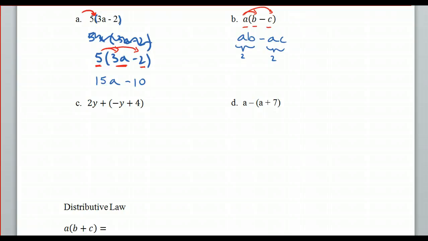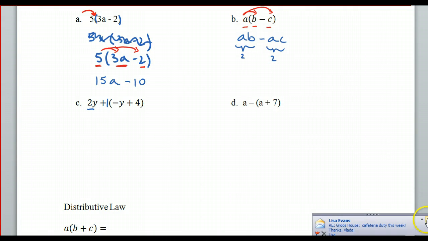Okay, now here's a bit of a tricky one here. I have 2y, but then I have a plus sign, and then in brackets I have a minus y and a plus 4. So here's how I want you to think of this question. Okay, imagine that there's a plus 1 right there in front of that bracket. Okay, it's an imaginary 1. We don't have to write it, but it will help you get through this question.